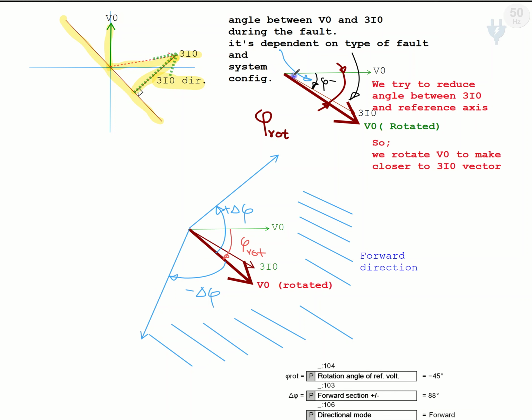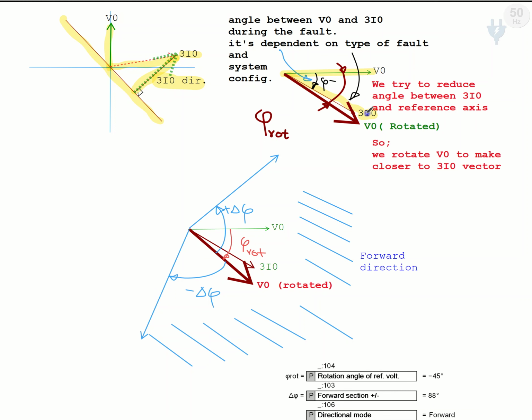But in this method, we are taking V0 as a reference voltage. Previously we drew it in a vertical manner, now we are drawing it horizontally. It doesn't matter, there's no difference, it's just for better understanding. We can draw it vertically. And here we have 3I0 during the fault.